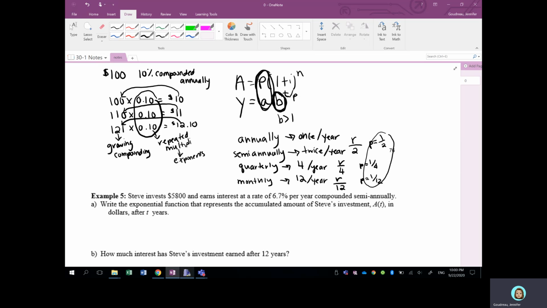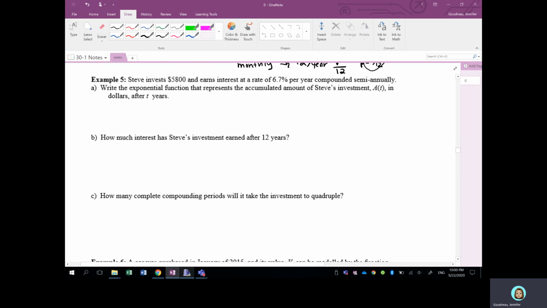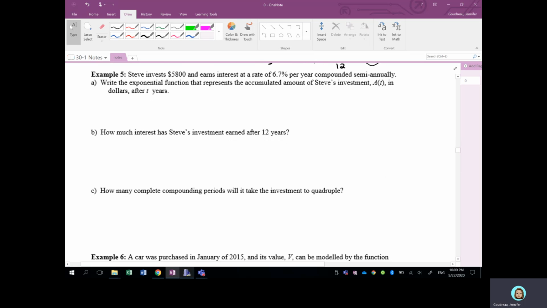Having said all that, let's try example 5. Steve is going to invest $5,800 right away. There's our A value. It's our initial amount. It earns interest at a rate of 6.7% per year, compounded semi-annually. So very important. That's going to affect our interest rate and our P value.